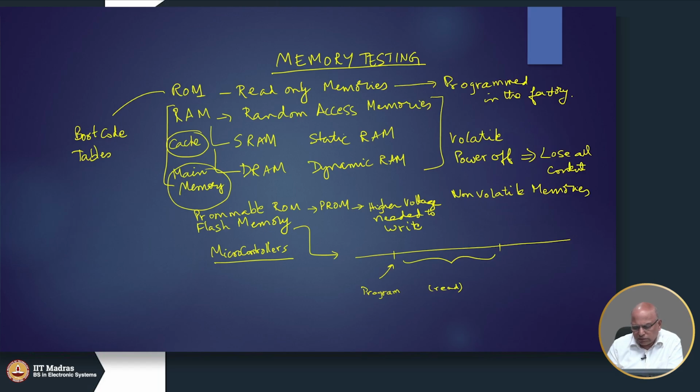So, there are several kinds of memories. When we talk about memory testing, we could be talking about testing of non-volatile memory or testing of volatile memory like SRAM and DRAM. So, let us first look at RAM, which is very often used in computers. Why only computers? It is used in just about all applications.